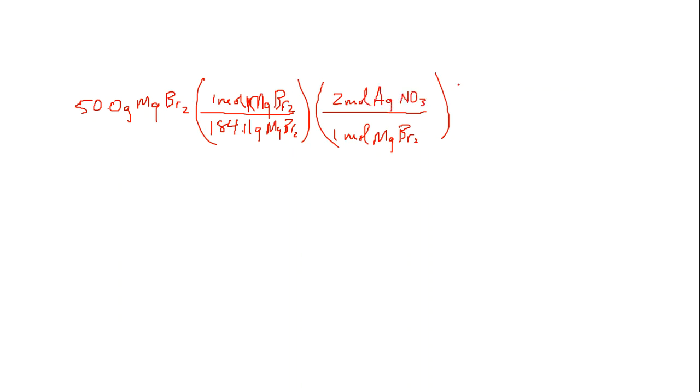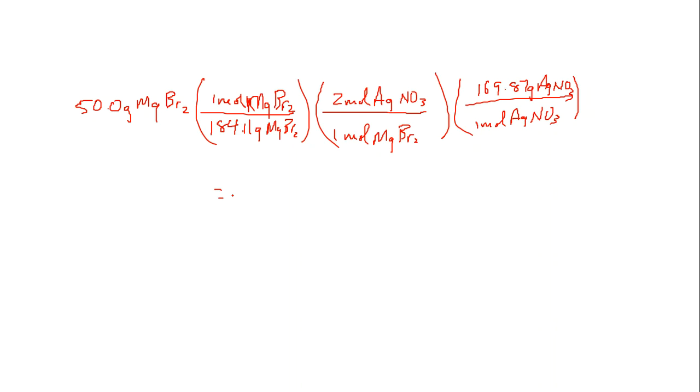All right, and then we're going to convert that moles of silver nitrate to grams, where we're going to have 1 mole of AgNO3 below, and above the molar mass of silver nitrate, which, if I remember correctly, is 169.87. So let me do that up here, 169.87 grams of AgNO3.